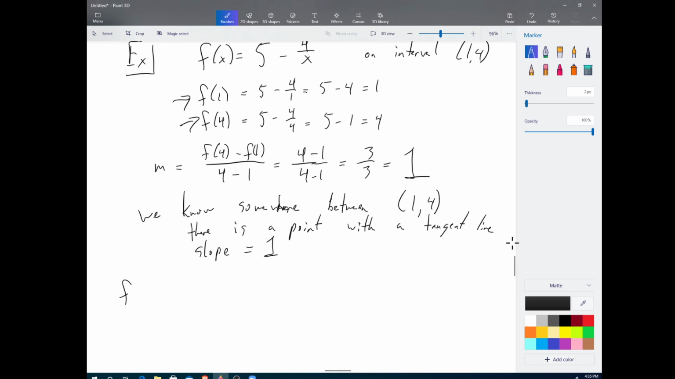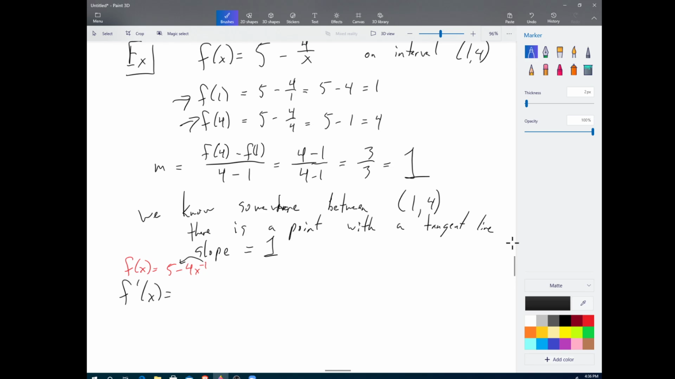So I do this by tangent line slopes. You always find those with derivatives. So I'm going to take the derivative of my function. The 5 goes away. Let's write this, in fact, as f of x equals 5 minus 4 times x to the negative 1, just because it's easier to take the derivative when it looks like that.